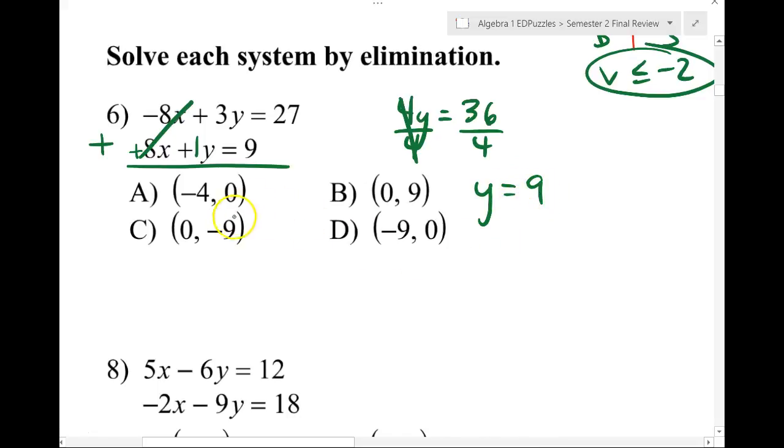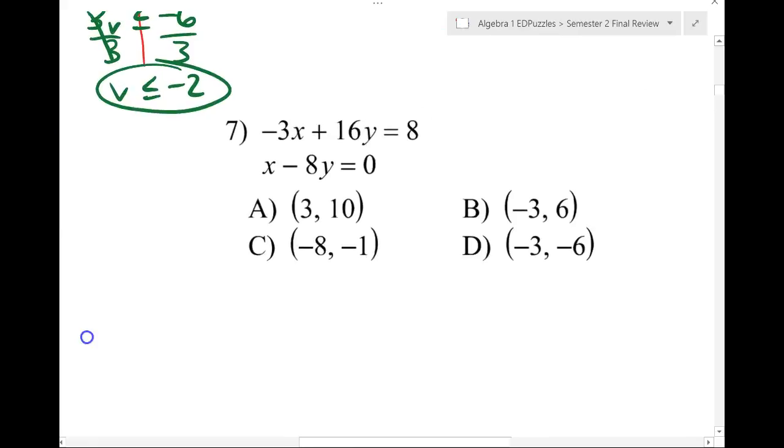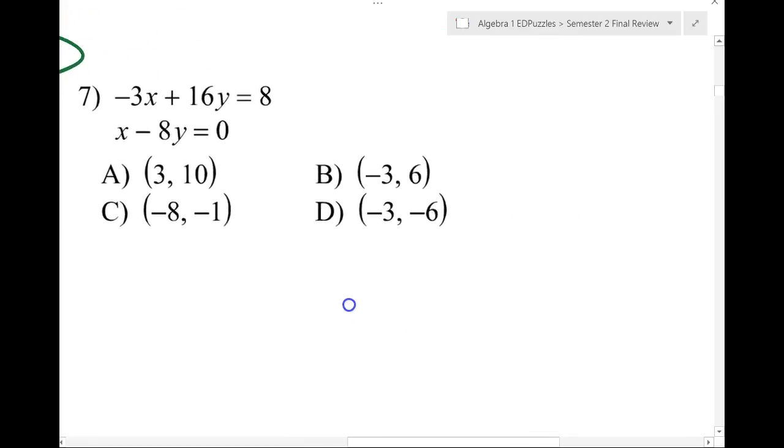So let's go to our answer choices over here, and let's see which ones have 9 as the y value. Okay, well A doesn't. C has negative 9, not positive. B has it, but D does not. So then we know for sure it's B, because it's the only answer that has positive 9 as the y value. So I don't even have to find x. I can just move on. Remember, this is multiple choice when you do your final.